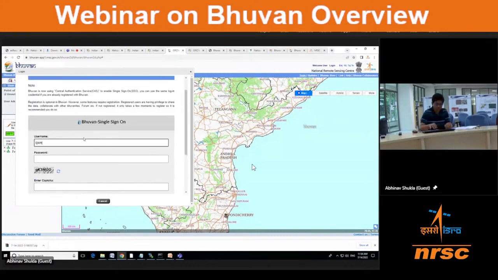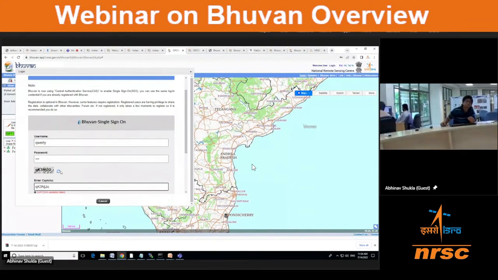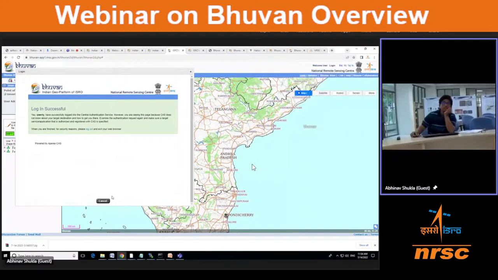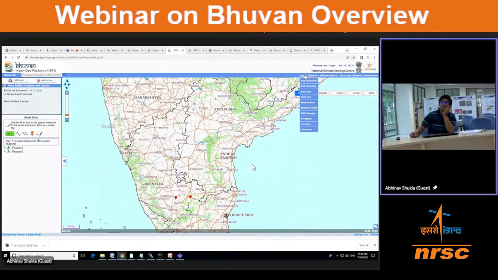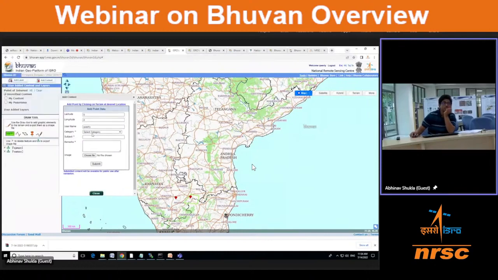Of course, now I will log in. See, login successful. I'm logged into this portal now. So once I click add photo, I can add information to the Bhuvan portal. Like I can give latitude, longitude, and my username will come by default from the username you're logging in with.